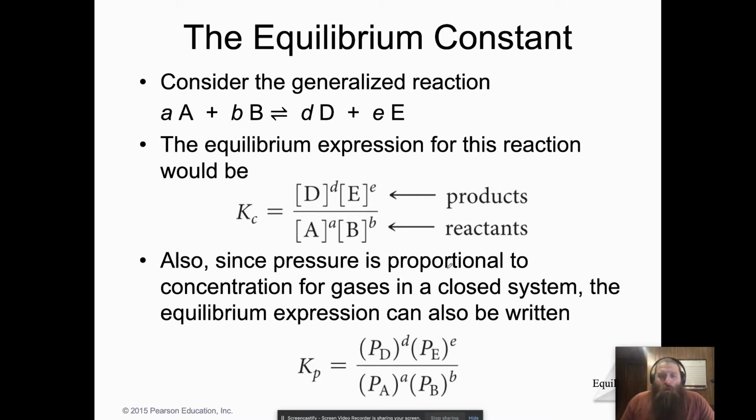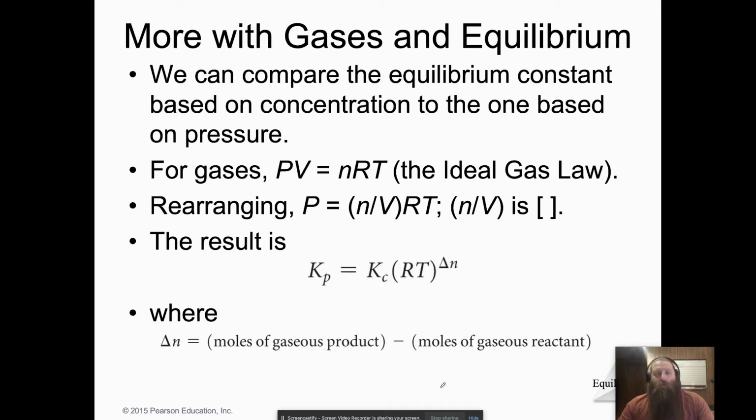Now, it's worth pointing out that if we're talking about concentration of gases, there is an equilibrium expression in terms of pressure. And so you can relate these two things using PV equals nRT, the ideal gas law that we learned last year. In the ideal gas law, when you start to rearrange some and get pressure by itself, you end up with n divided by V.